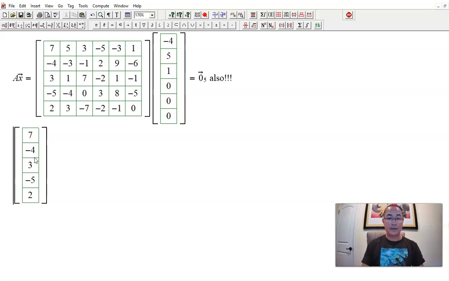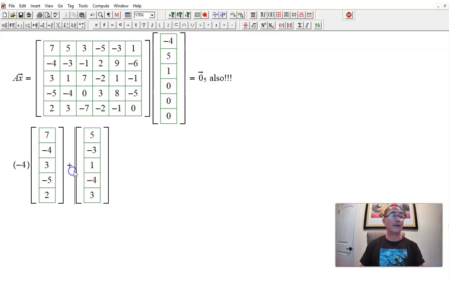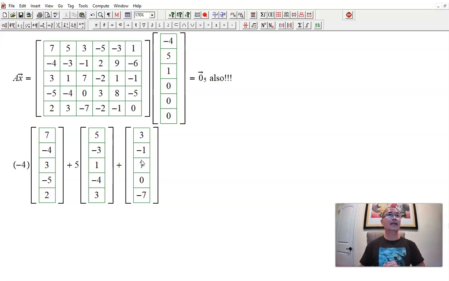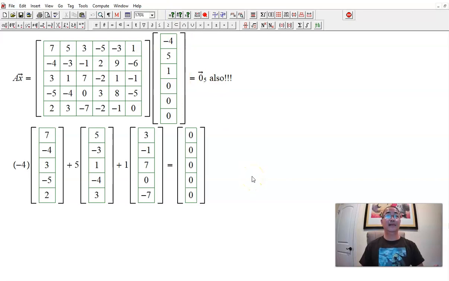Make that a matrix. Column 1 by negative 4. Column 2 multiplied by 5 plus column 3, which belongs to a free variable. Okay, so that is our linear combination. There's an invisible 1 over here. Do we get the 0 vector? Click, boom. That is the 0 vector.